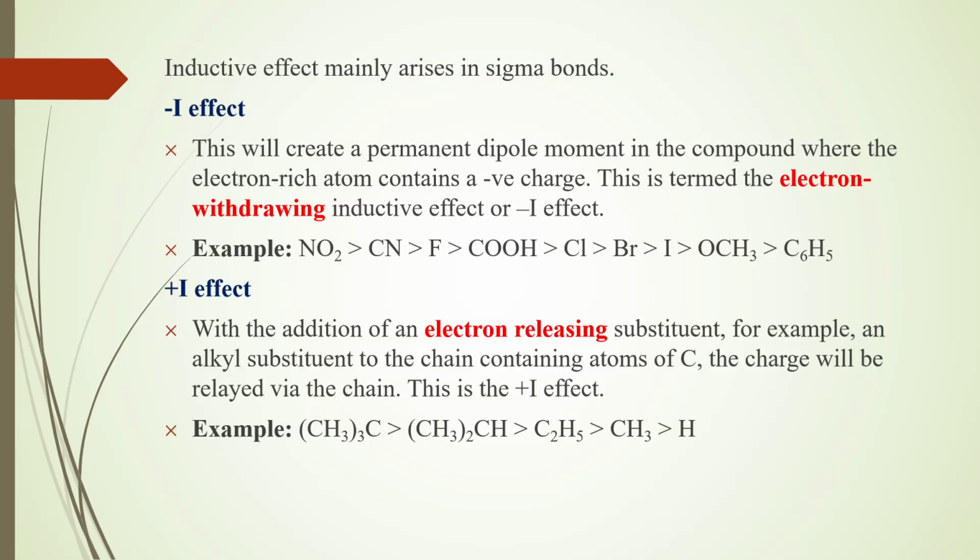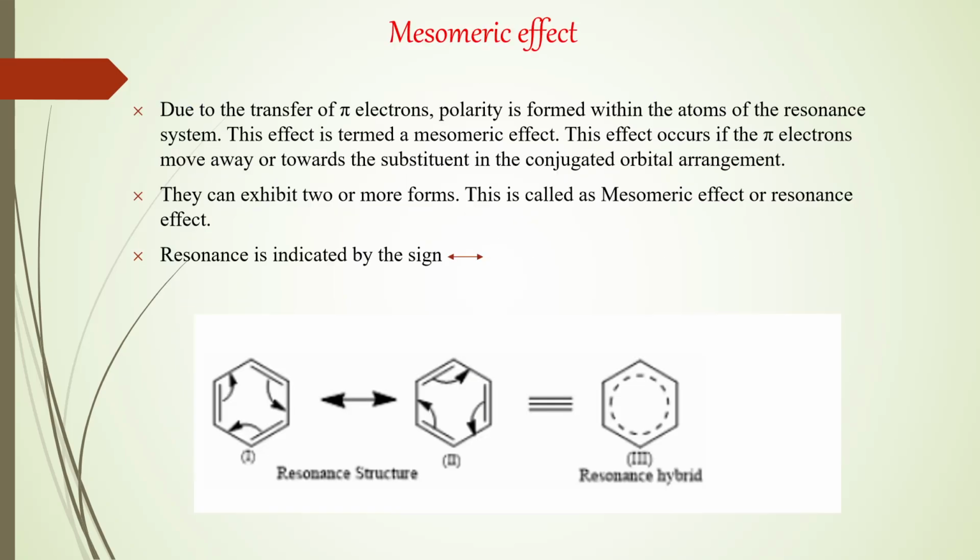Here there are two types of inductive effect. The first one is the minus I and plus I effect. In the minus I effect, the carbon atom is attached to an electron withdrawing group, which pulls electrons towards itself. Examples: nitro, cyano, fluorine, acid and so on. Plus I effect: here the electron releasing groups attached to the carbon atom donate electrons towards carbon. Examples: tertiary alkyl, secondary alkyl and alkyl groups.